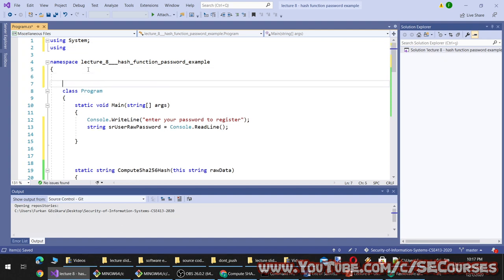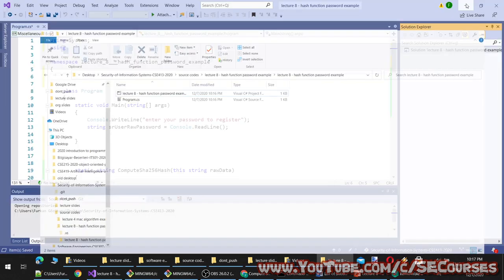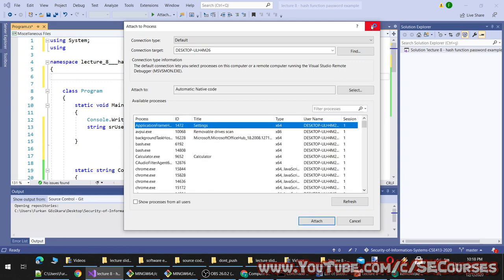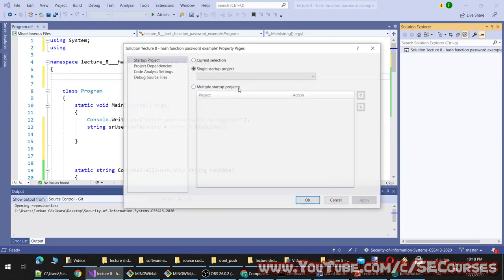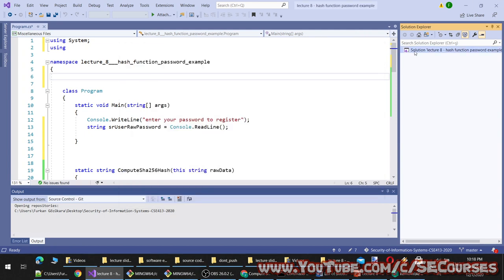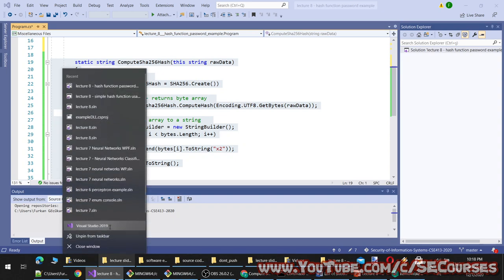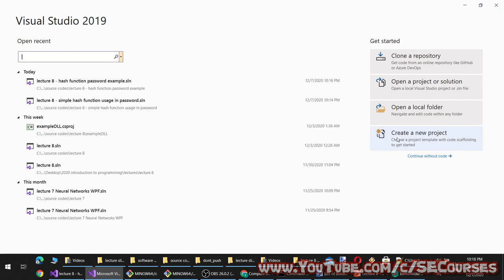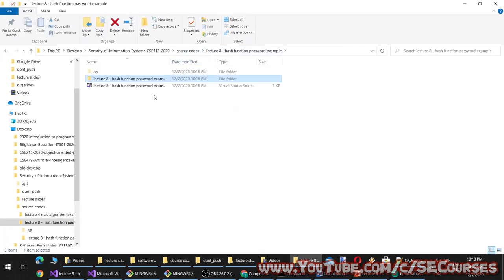Okay, so in my application somewhere, I am keeping, let's say, my salt. So when I run this application, oh, looks like we are having a path problem. This is really unexpected. So let's create another project. Yeah, probably due to this.